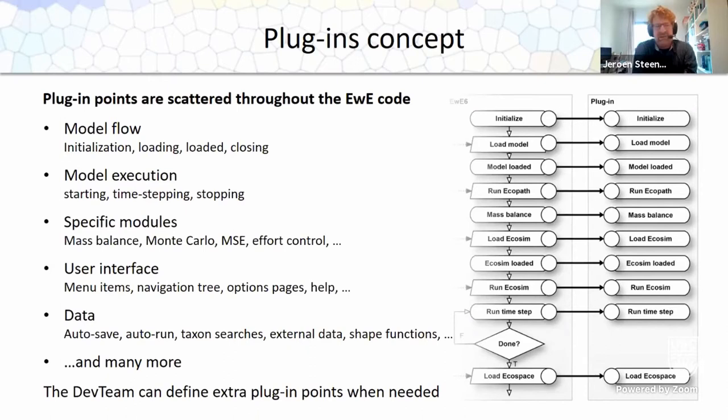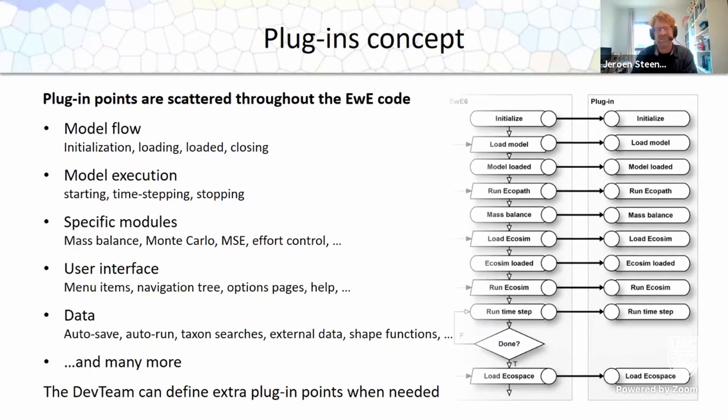There are tons of plugin points everywhere that are related to model flow, model execution. There are specific plugin points for specific modules. Here, for instance, is one about Monte Carlo. If you remember the EcoSampler logic that we saw last week, EcoSampler listens to Monte Carlo. When Monte Carlo finds a mass balance model, EcoSampler stores it. Well, it can only store that because it's listening to the Monte Carlo plugin points, and Monte Carlo found something. EcoSampler grabs the data, stores it somewhere, and just waits for the next one. It's as simple as that. The code underneath is a bit more painful, but the idea is simple.